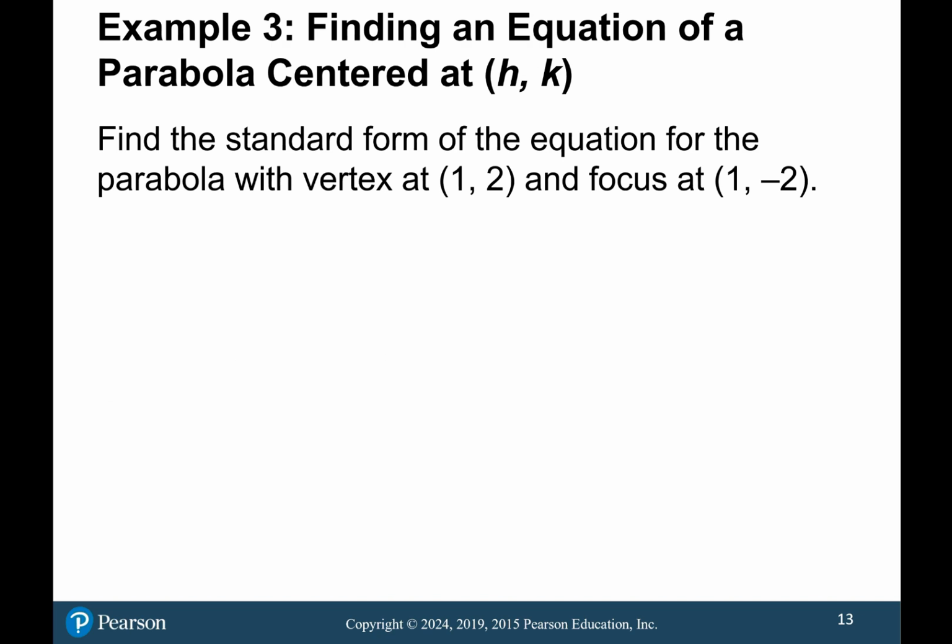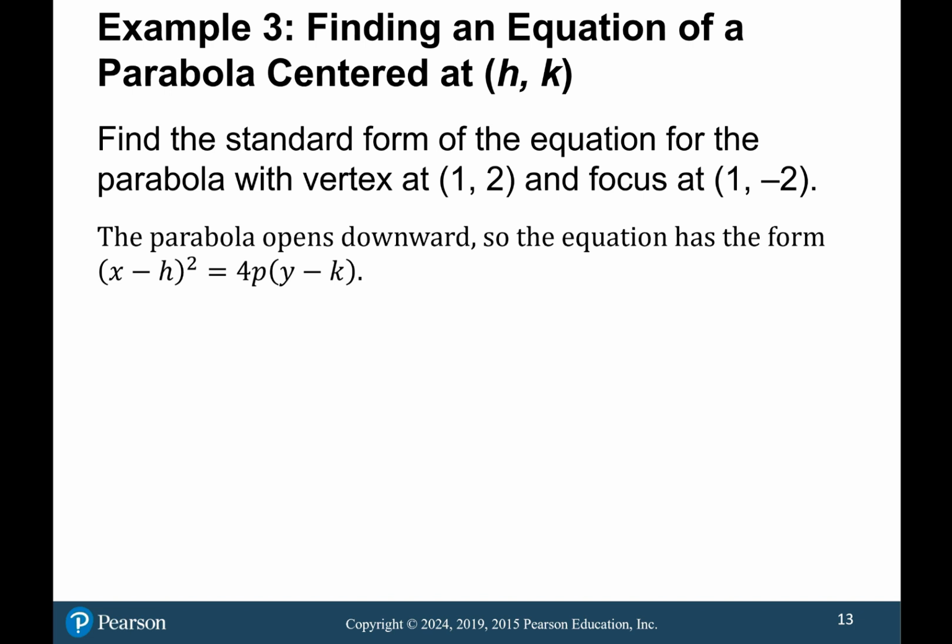Find the standard form of the equation of a parabola where the vertex is at the point (1, 2), and the focus is at (1, -2). Have you already graphed this in your mind? All right, how about looking at one then? If the vertex is at the point (1, 2), there's my vertex, and the focus is at (1, -2), again, the way this is shaped, the focus is going to be inside the curve.